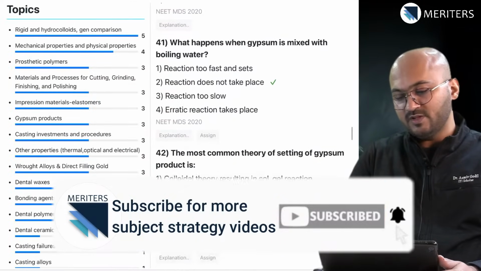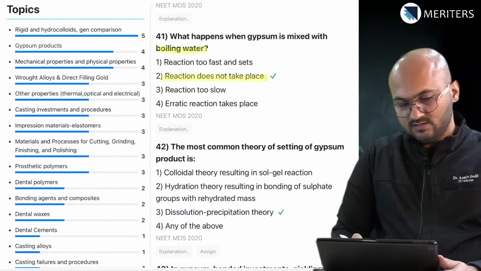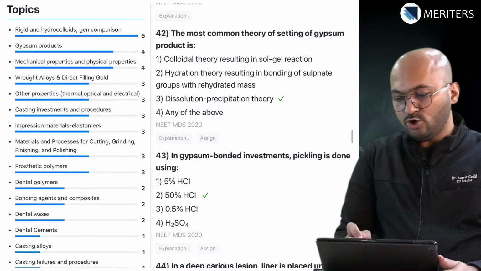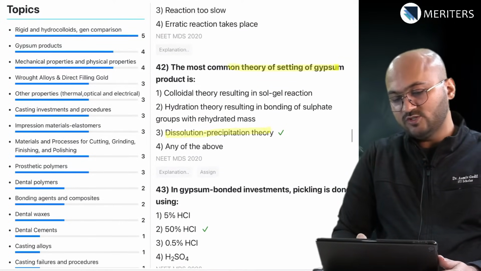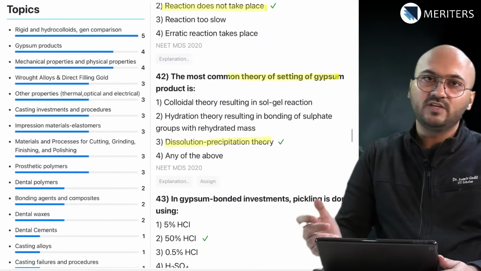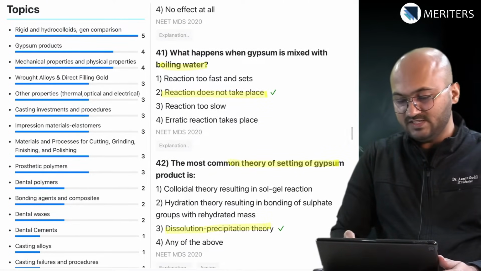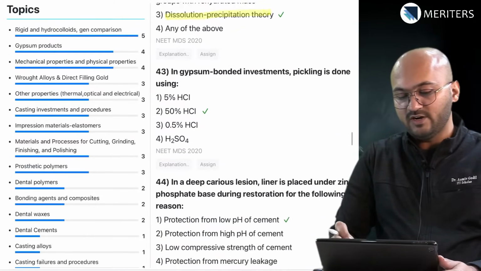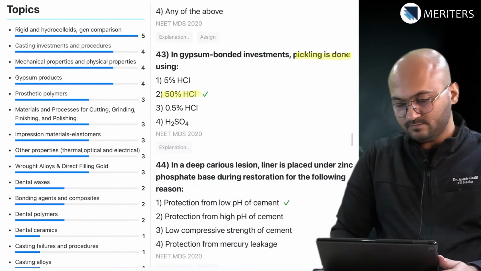Next question, what happens when gypsum is mixed with boiling water? The reaction does not take place. That's gypsum. Most common theory of setting of gypsum, again, dissolution precipitation theory. So as you can see in the same year, you will have multiple questions also from the same topic, right? So there is a question on gypsum mixing, gypsum theories, and then gypsum bonded investment. Pickling is done using 50% HCl.